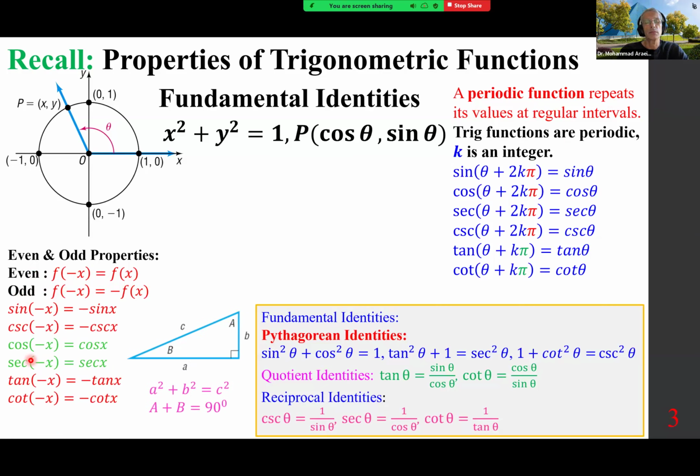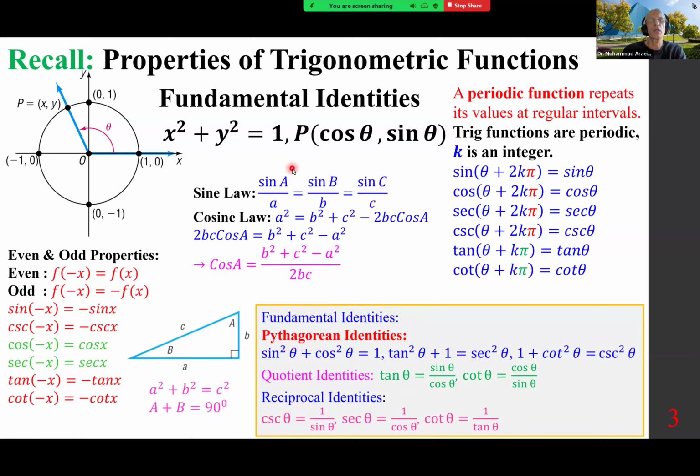In a right triangle, a squared plus b squared equals c squared, Pythagorean theorem. A and B add up to 90 degrees because the total interior angles must be 180, and this is 90.